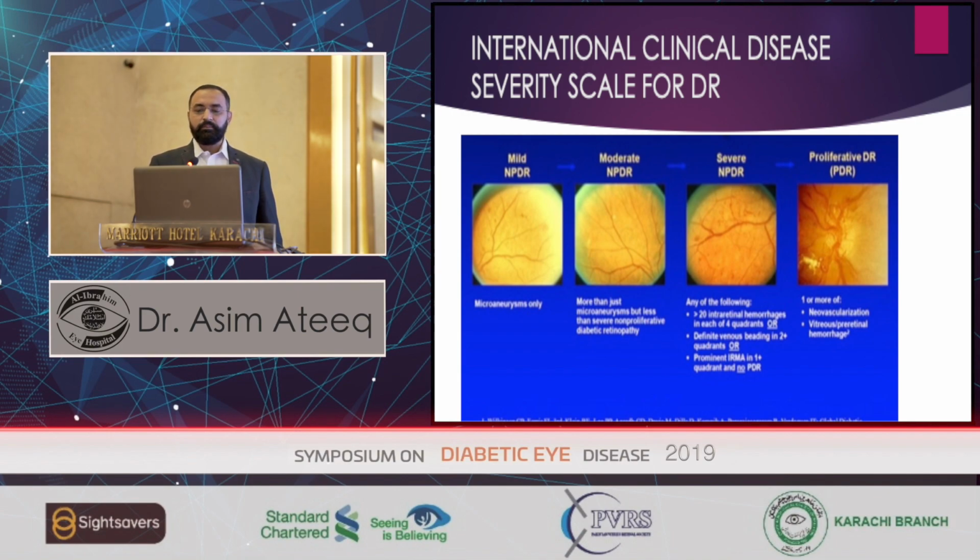After severe NPDR, they moved on to proliferative diabetic retinopathy, which is mainly a real challenge for the ophthalmologist. Unfortunately, most of the time, even after all this enlightenment of the population, we see patients at this stage, or maybe more advanced. In proliferative diabetic retinopathy, we see new vascularization, vitreous or pre-retinal hemorrhage, severe, and other things.